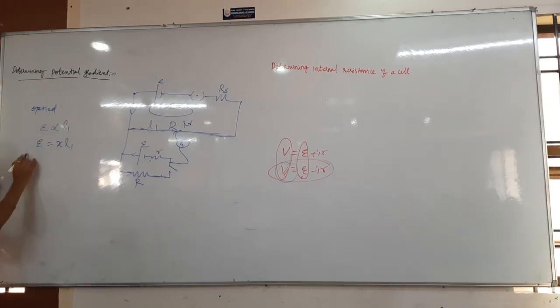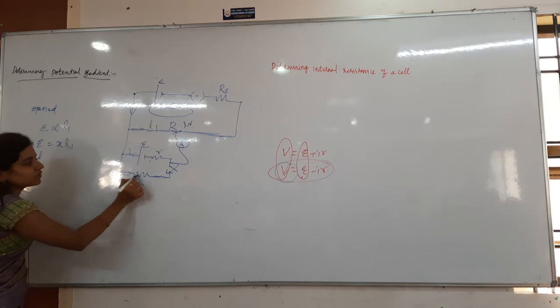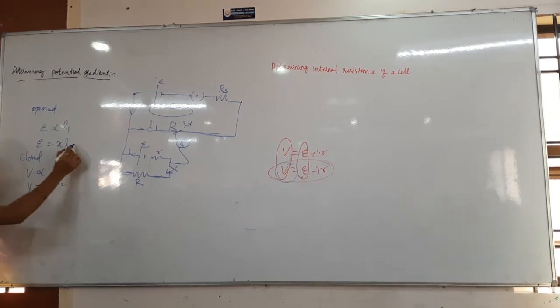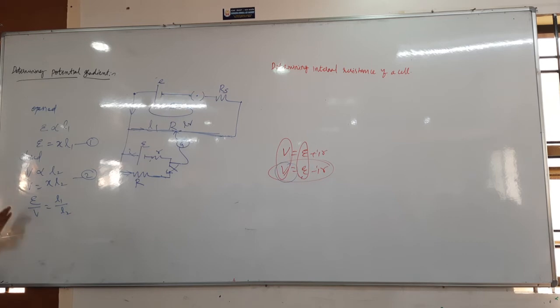Then once we close the switch, immediately what will be there? Voltage will be there. Instead of E, we will get the voltage V. Once I close the switch, current is passing through the resistor, so instead of EMF we will get the voltage. At that time the potentiometer wire is balancing at what length? Length L2. Now I can write V is equal to X into L2. Divide them: E by V is equal to what? L1 by L2. That one is finished.